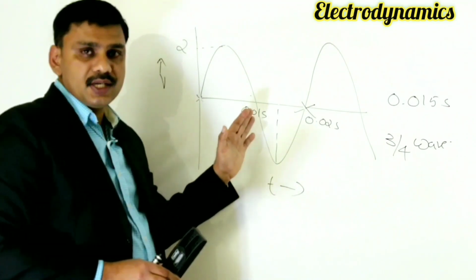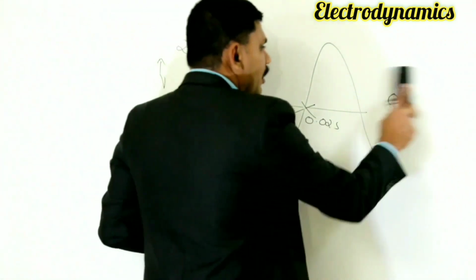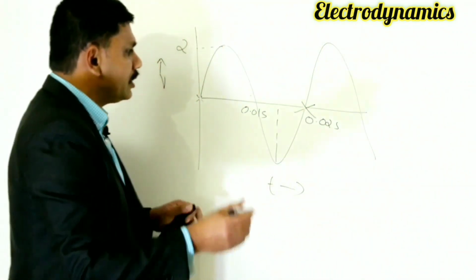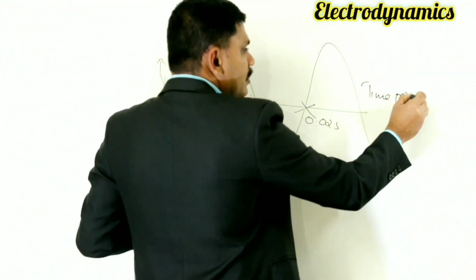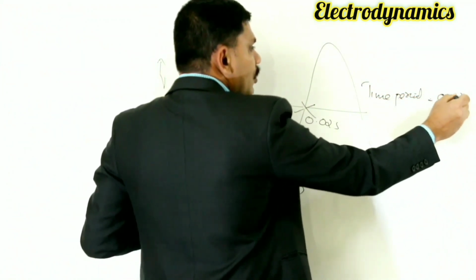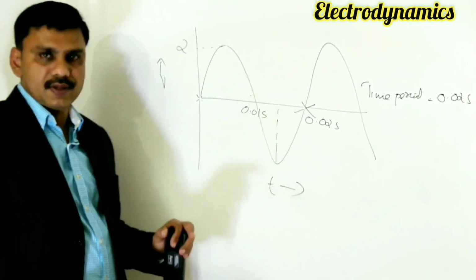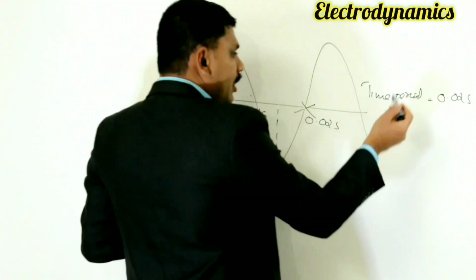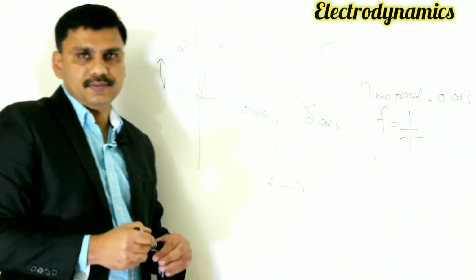So this type of questions you can see in different question papers. Then from this you can get the time period. Time period here is 0.02 second. Time period of the wave you can calculate from this. Then from that they can ask frequency. Frequency is equal to the reciprocal of the time period.